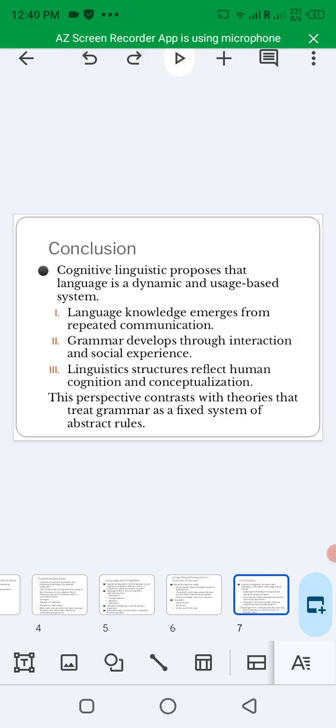Linguistic structures reflect human cognition and conceptualization. This perspective contrasts with theories that treat grammar as a fixed system of abstract rules.